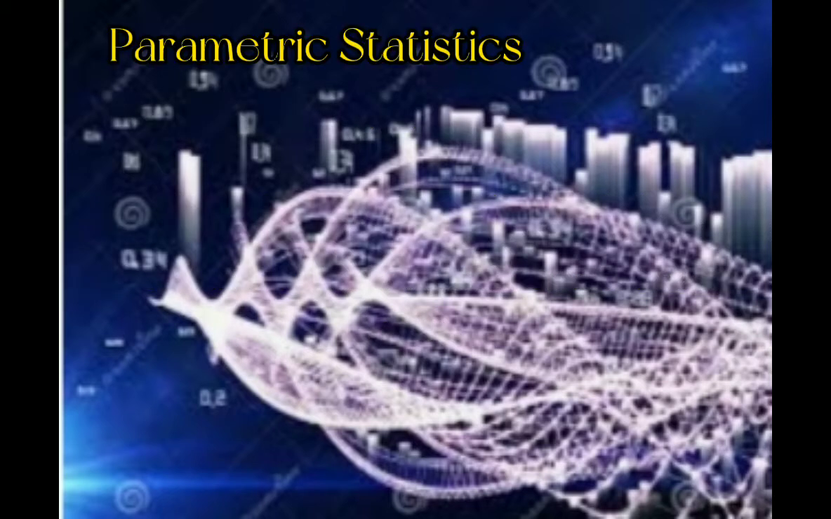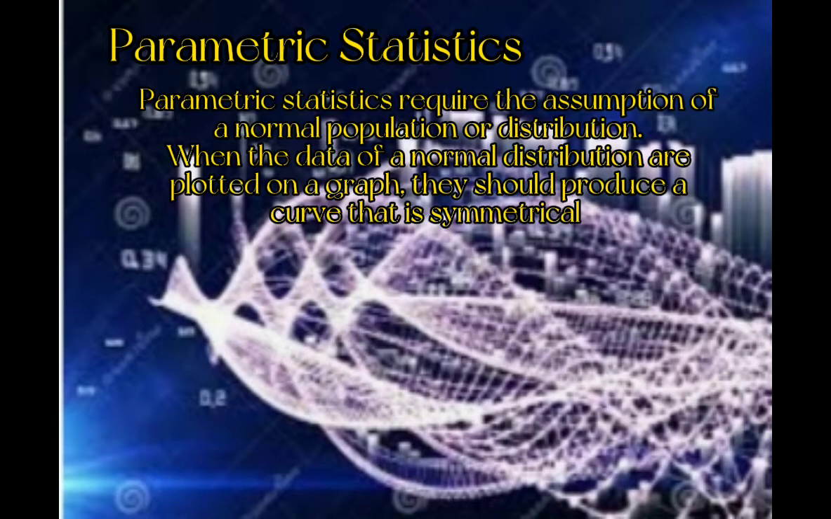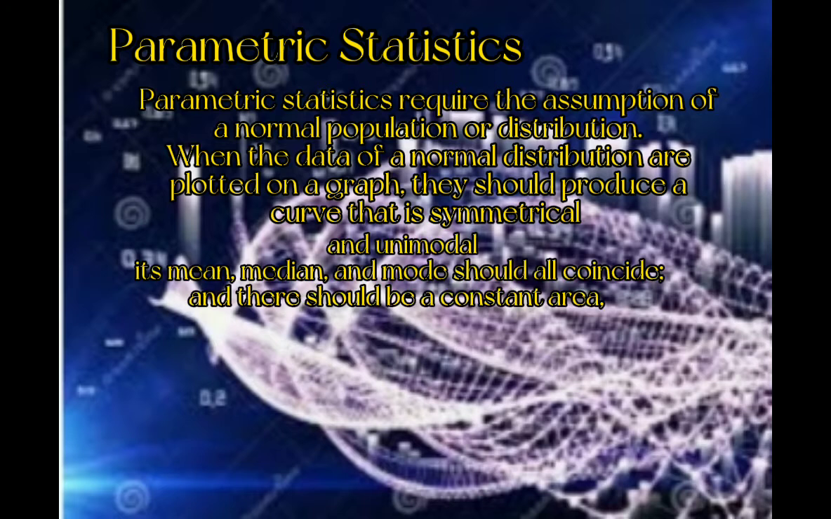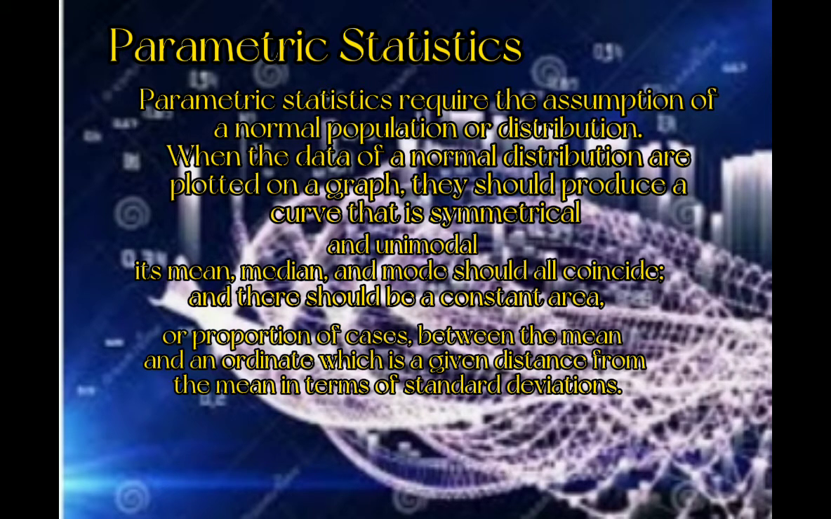Parametric statistics. Parametric statistics require the assumption of a normal population or distribution. When the data of a normal distribution are plotted on a graph, they should produce a curve that is symmetrical and unimodal. Its mean, median, and mode should all coincide, and there should be a constant area, or proportion of cases, between the mean and an ordinate, which is a given distance from the mean in terms of standard deviations.